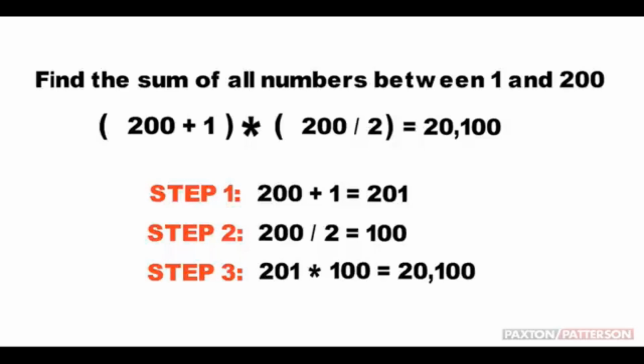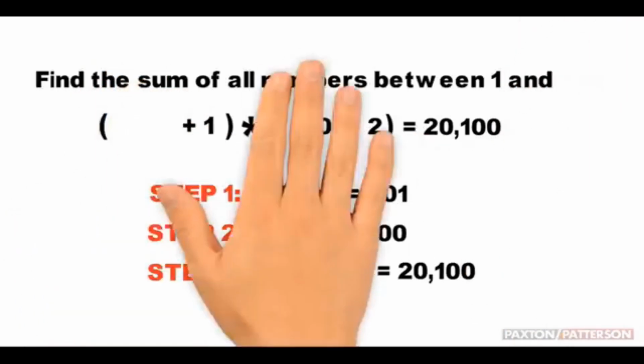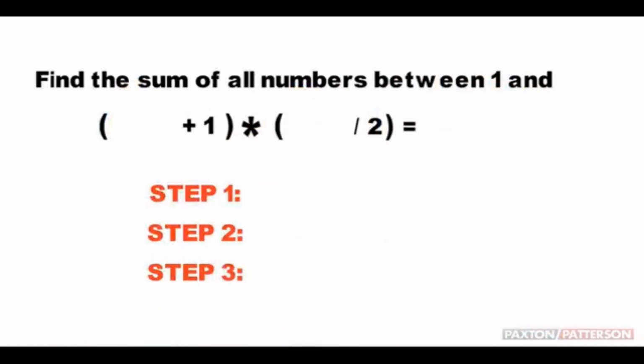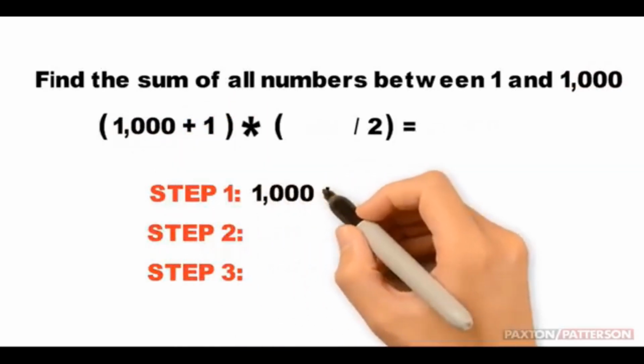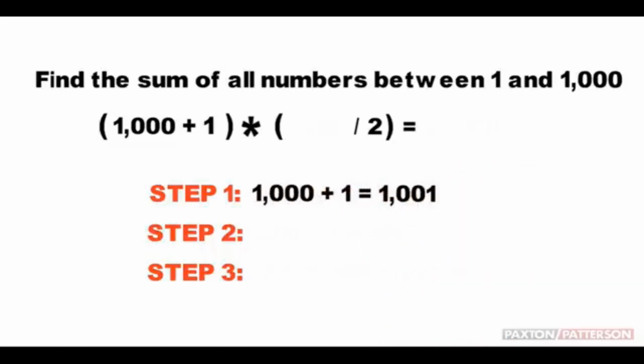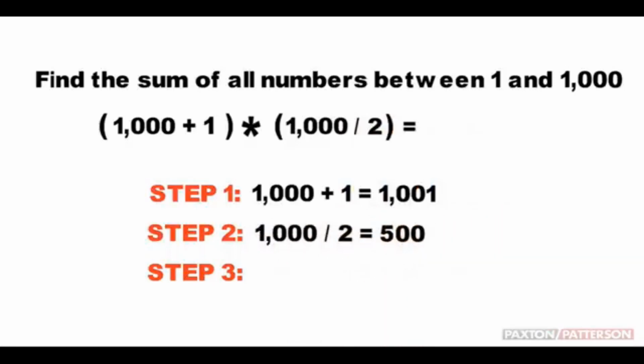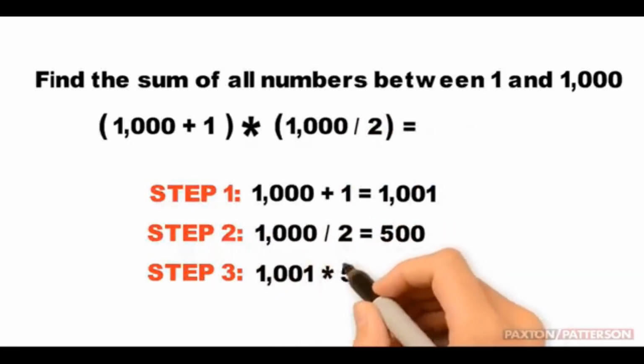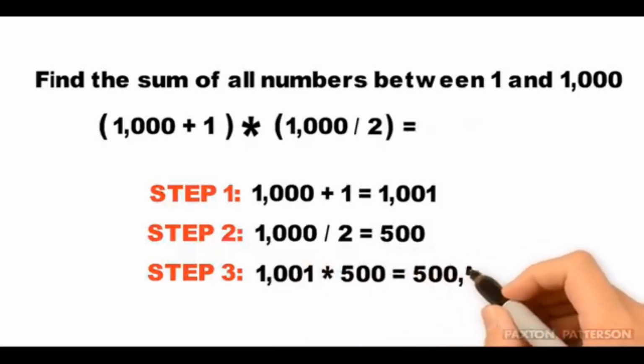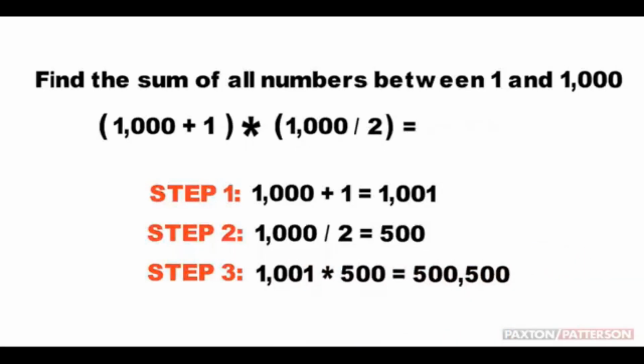Erase the 200s. Now find the sum of all numbers between 1 and 1,000. 1,000 plus 1. 1,000 divided by 2. Multiply them together, and we end up with 500,500.